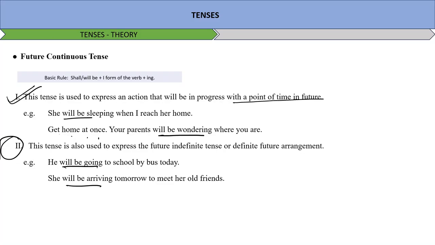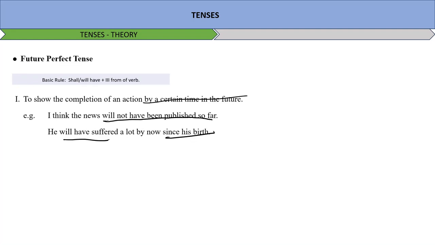Future perfect is used to show the completion of an action by a certain time in the future. Like, I think the news will not have been published so far. He will have suffered a lot by now since his birth. So something which is still happening and will happen even in future. So with that, we will always use future perfect.